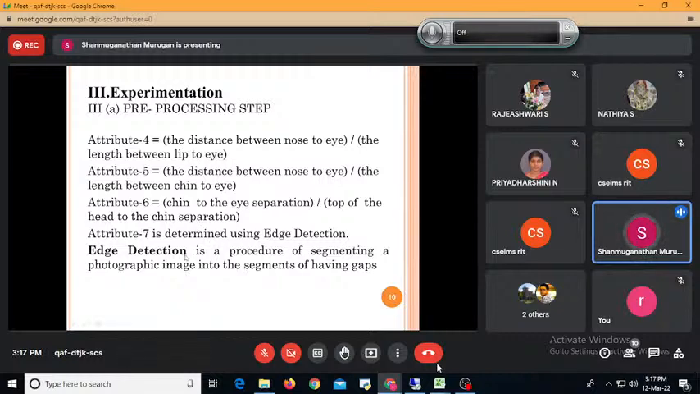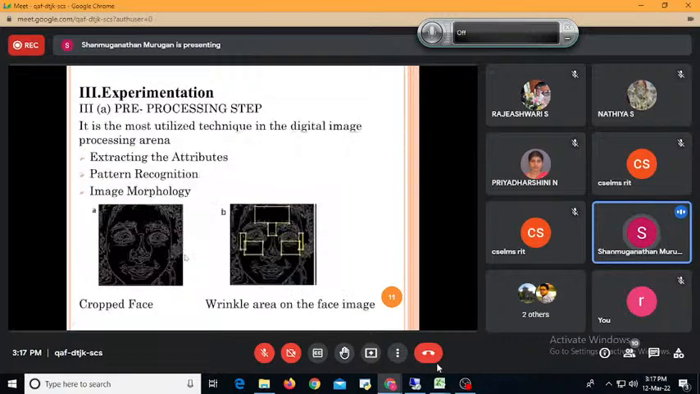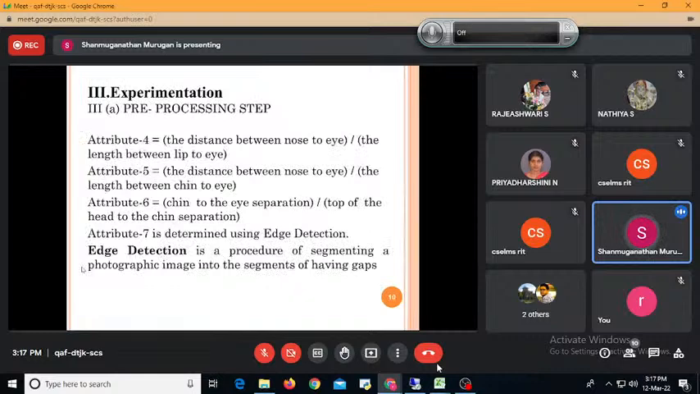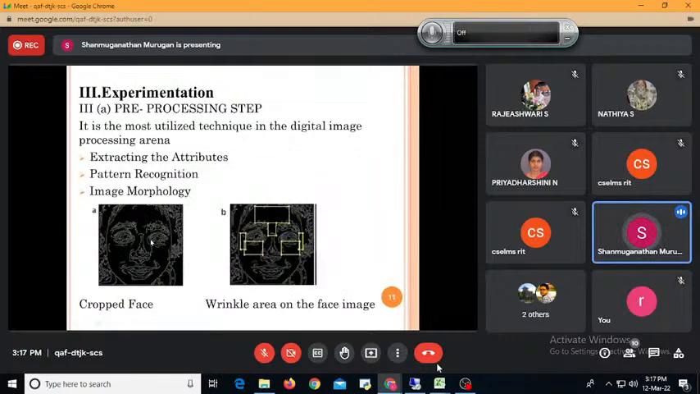Age detection is the procedure of segmenting a photographic image into segments having gaps. So this is attribute 7, using age detection. Then the pre-processing step is the most utilized technique in the digital image processing domain. First is extracting the attributes, second is pattern recognition, and third is image morphology.